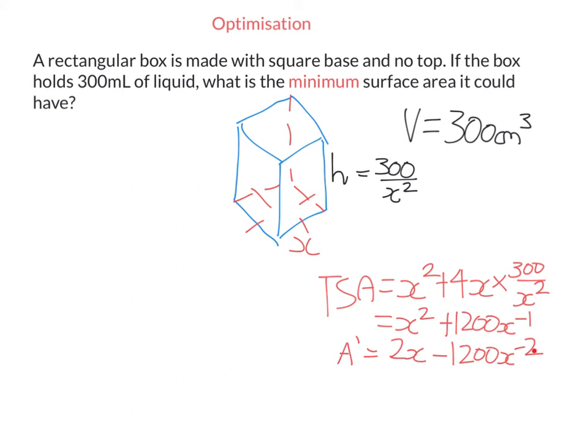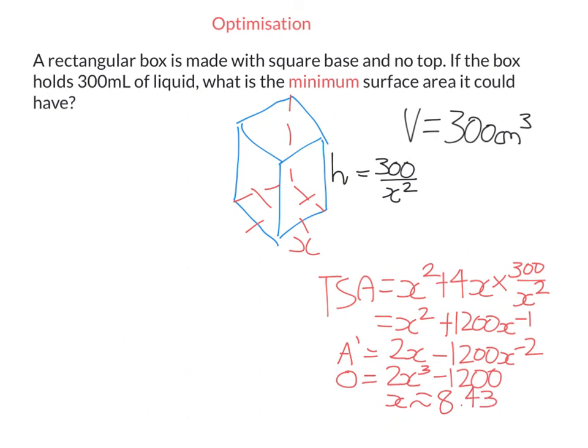To get rid of the minus 2, because that's going to mess me up, I'm going to times by x squared. I want it to equal 0, so times 2x by x squared. And if I times this by x squared, x to the minus 2 times x squared is x to the power of 0, which is just 1. So I get 2x cubed minus 1200. You can use the polynomial solver on your graphics calculator to solve this if you want. You get x is approximately 8.43.